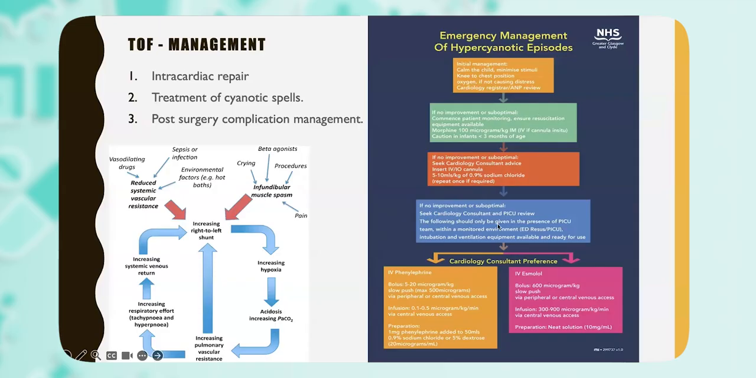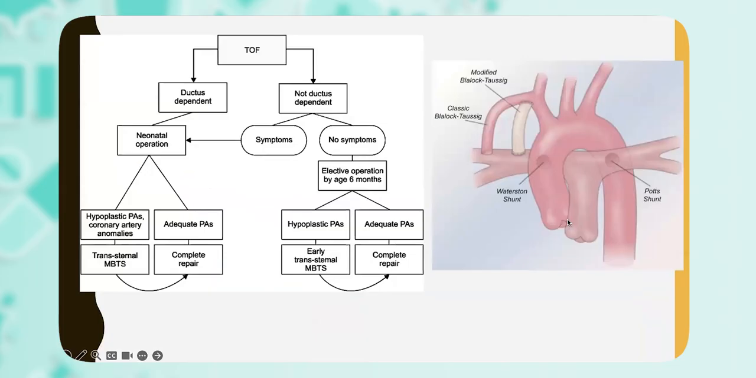If no improvement or suboptimal, general anesthesia, all these things can be done. IV phenylephrine can be given, which again increases the peripheral vascular resistance and breaks this cycle. And IV esmolol can also be given to reduce the heart rate, beta blockers, right? Either as a bolus or as an infusion. You won't be asked the dosage, but you need to know the names of the drugs: esmolol, phenylephrine, morphine, calming down, oxygen, and general anesthesia if needed. So this is the treatment of TOF.